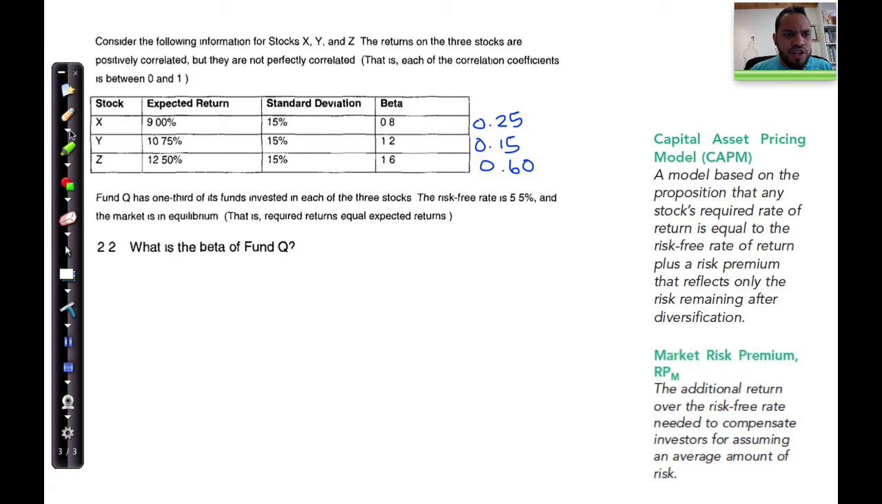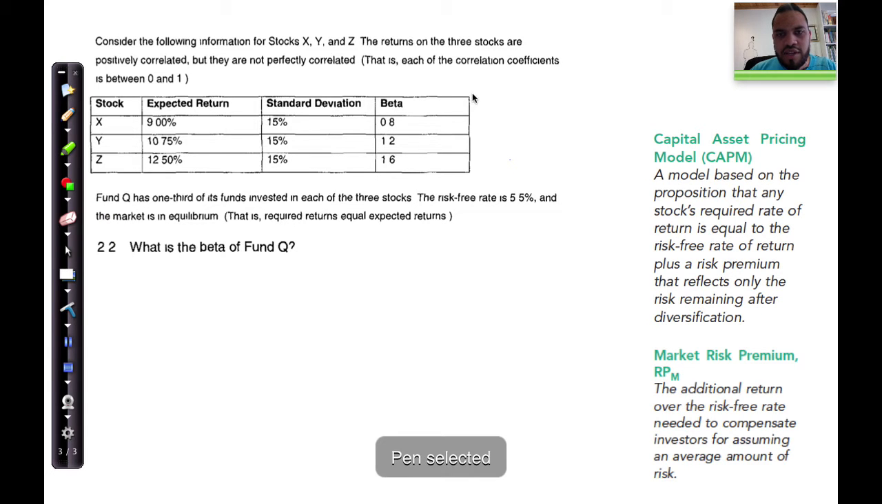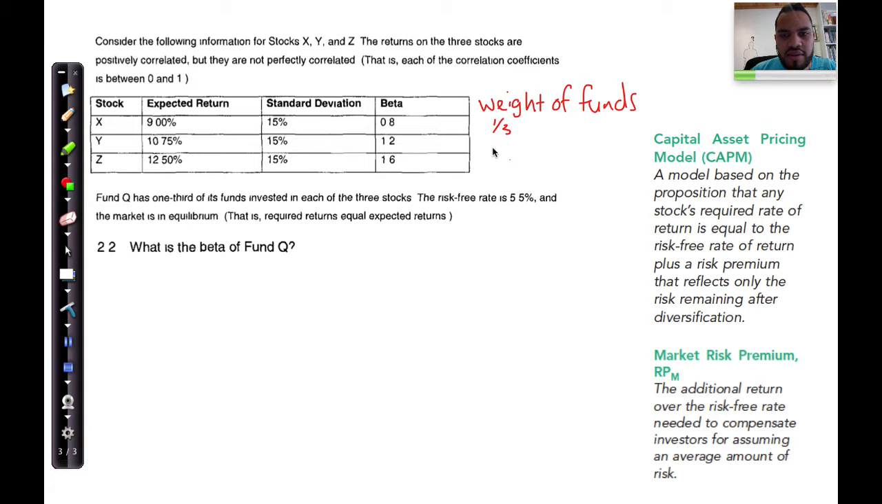Now, what you should be aware of is that we don't have these weights. We are aware that these weights are 0.333 recurring, which means 1/3 of the portfolio's assets is invested into each. So I'm going to put the weights over here, the percentage of funds each makes up in the portfolio. It's 1/3 here, also 1/3 here, and 1/3 here.